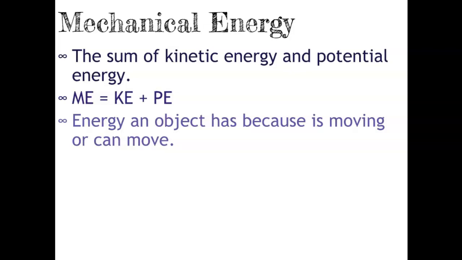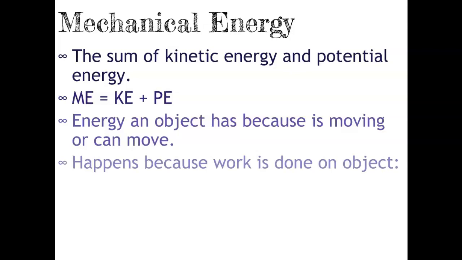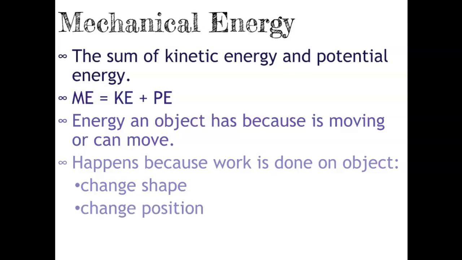Now, this is the energy an object has because it's moving or because it can move. And sometimes an object is doing both at once. It's already moving and it can move more. So work is done on an object to make this happen. There's lots of ways that work, that energy in action, can appear. Mechanical energy can result in the change of an object's shape, the change in an object's position, and the change in an object's motion. All of these are really important to consider and will be part of our lab tomorrow.